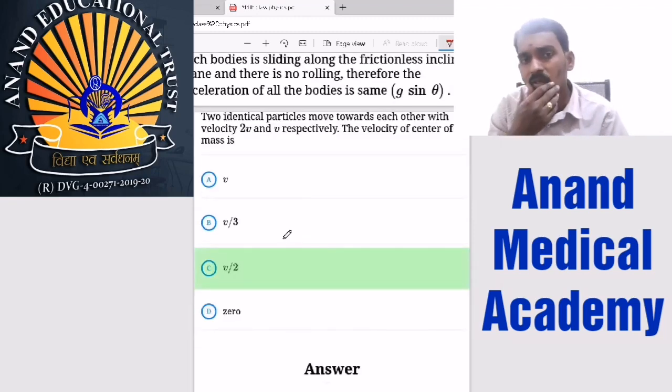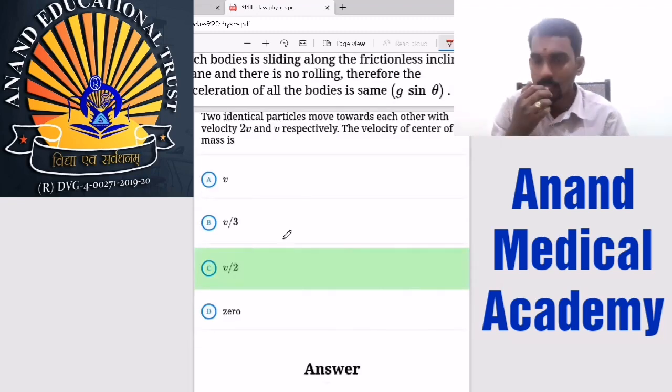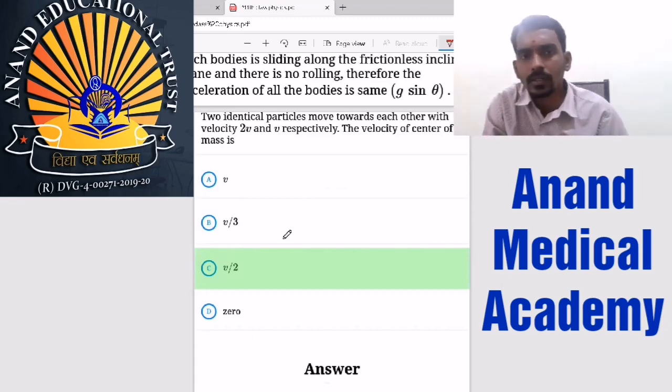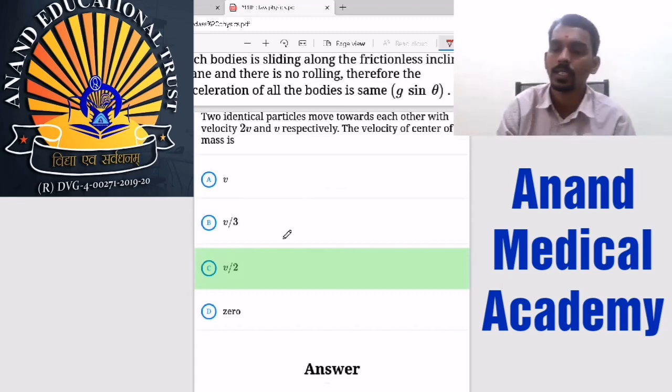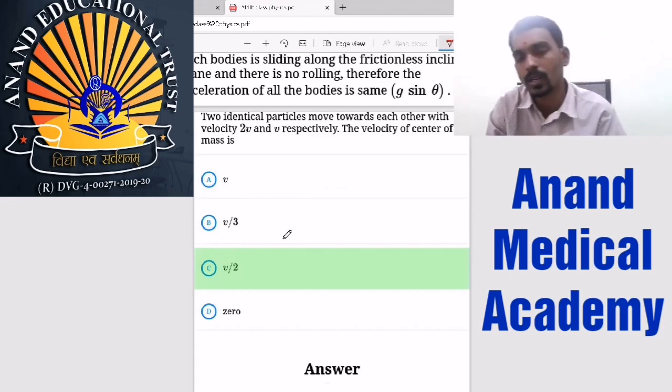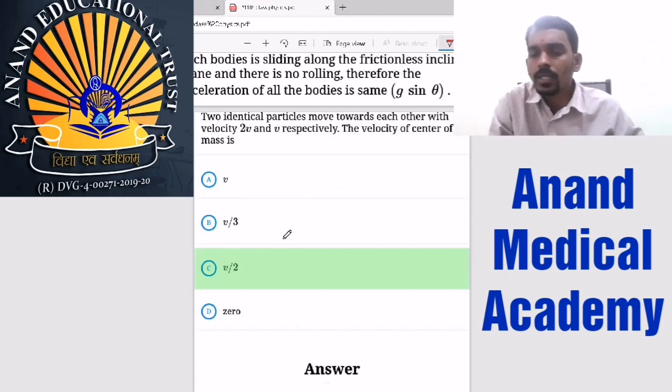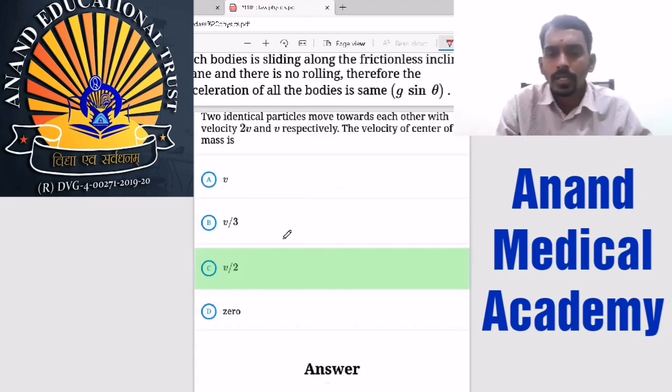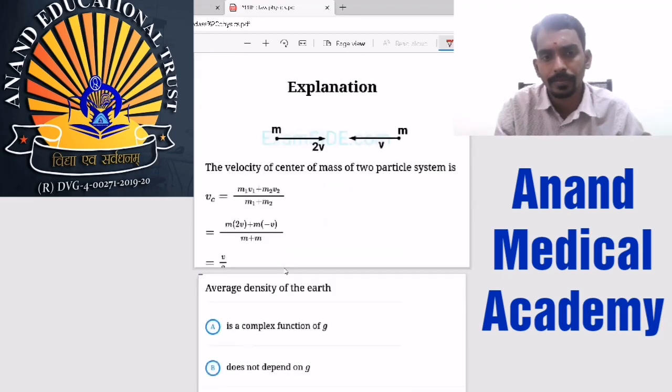Now, two identical particles move towards each other. The velocity of center of mass. See, velocity, position of center of mass, velocity of center of mass: m1 v1 bar plus m2 v2 bar by m1 plus m2. But two particles in the same direction means plus will come. Opposite direction means minus will come, like m1 v1 minus m2 v2. See, here they have taken minus.